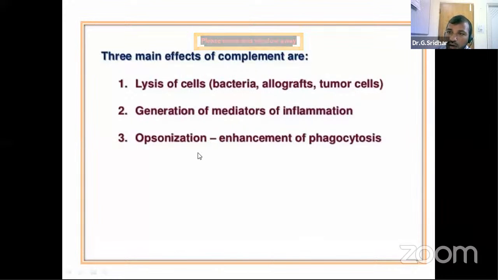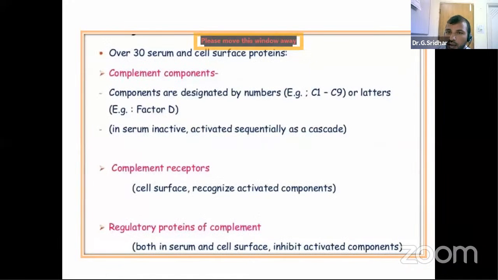This opsonization, inflammation, and lysis process mainly comes to the body by activation of the complement system. We discussed that over 30 serum and cell surface proteins are present in the complement system, and complement components are designated by number. Out of these 30 proteins, we coin the numbers like C1, C2, C3, C4, C5, C6, C7, C8, C9.